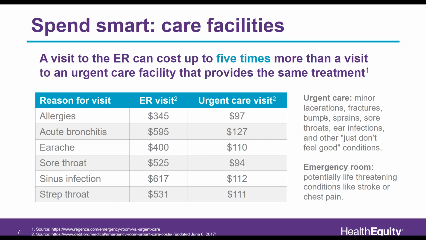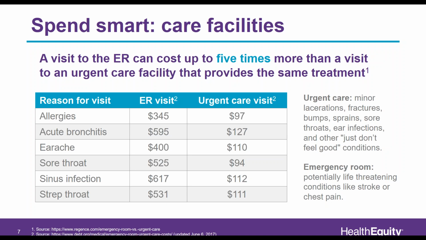Now, care facilities. This is definitely something that shocked me. It gave me a little bit of sticker shock when I saw this for the first time. An ER visit can cost up to 5 times more than a visit to an urgent care facility that will provide you the exact same treatment. If you're looking at the differences in cost between these different reasons for visiting, you can see there is a $200 to $300 difference between every single one of them. Oftentimes, just for walking into that emergency room, you are going to be charged $200 to $300 just for walking in, just for taking up a bed.